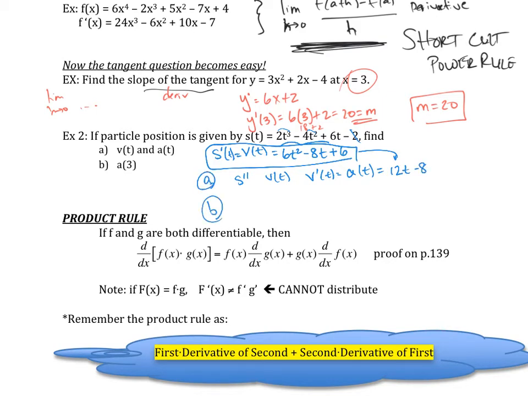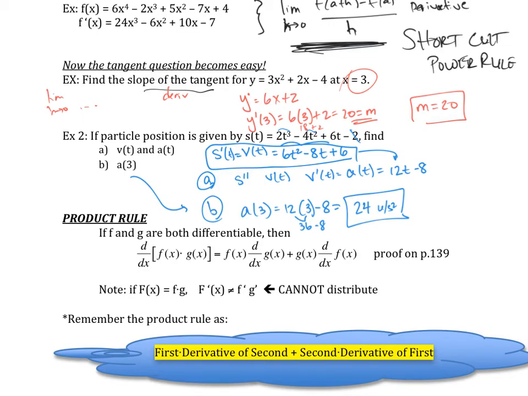For part B, it asks for the acceleration at 3, so now I just need A of 3, which becomes 12 times 3 minus 8, and this is going to be 36 minus 8, which is 24. There are no units given on that, so we'll say units per second squared. And it becomes that simple. That's how easy it becomes when we use the shortcut.